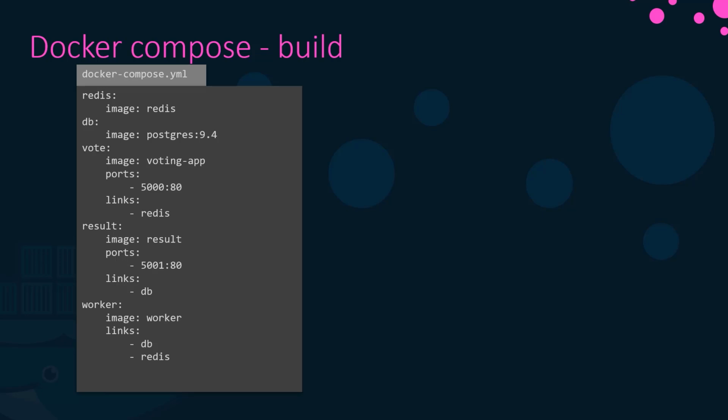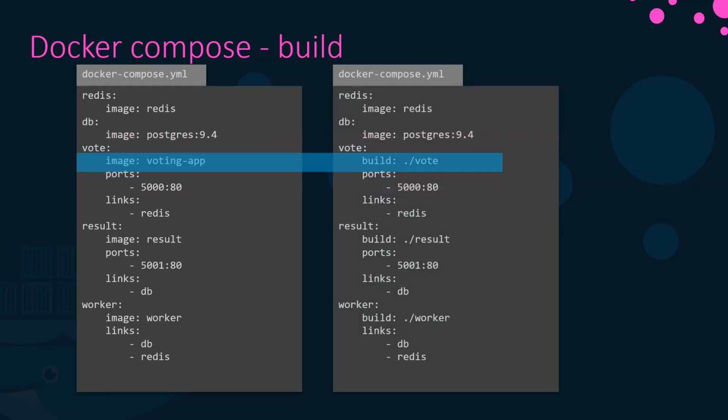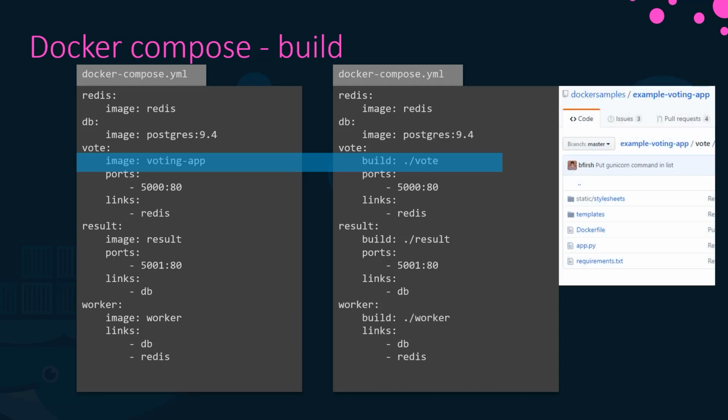If we would like to instruct Docker Compose to run a Docker build instead of trying to pull an image, we could replace the image line with a build line and specify the location of a directory which contains the application code and a Dockerfile with instructions to build the Docker image. In this example, for the voting app, I have all the application code in a folder named vote, which contains all application code and a Dockerfile.